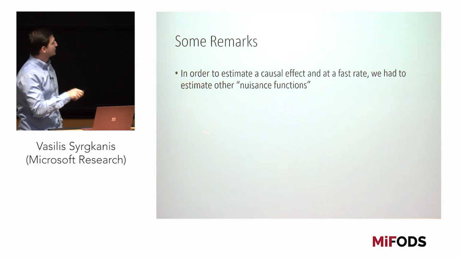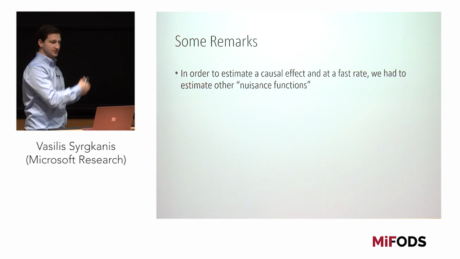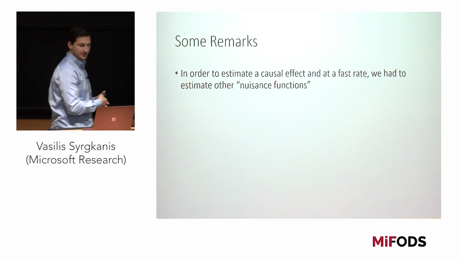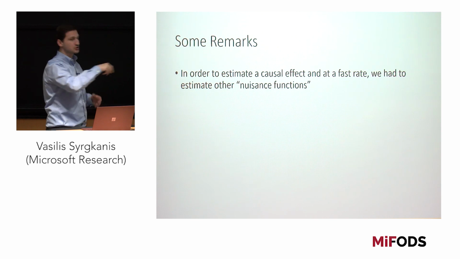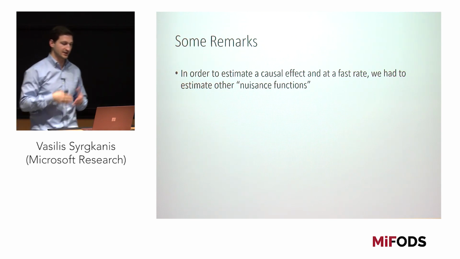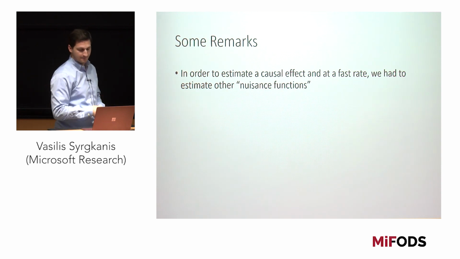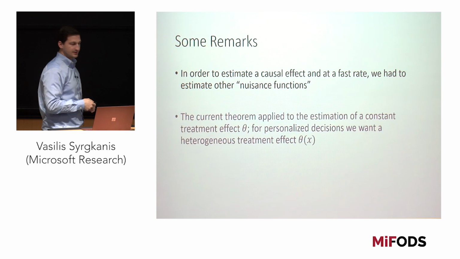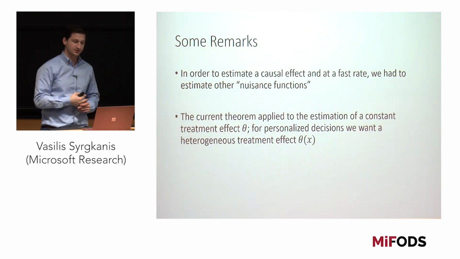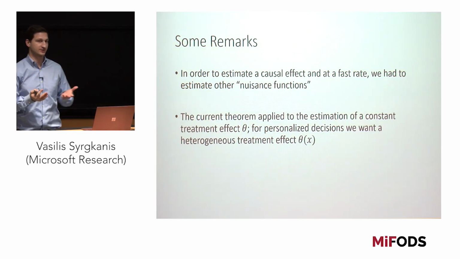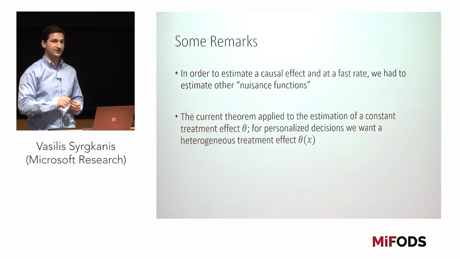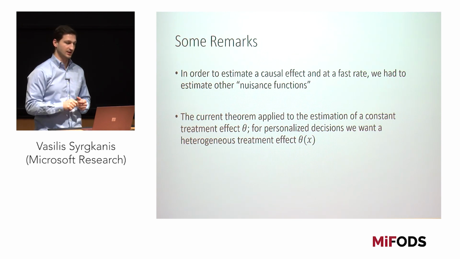So some remarks: in order to estimate this causal effect, which is this single coefficient that we were interested in, and at a fast rate, we had to estimate these nuisance functions, which were sort of like regression or prediction problems, and so we could use machine learning for that. One drawback of this theorem is that it was targeting an average treatment effect. So this would say, on average, if I change my price, how would the demand change?